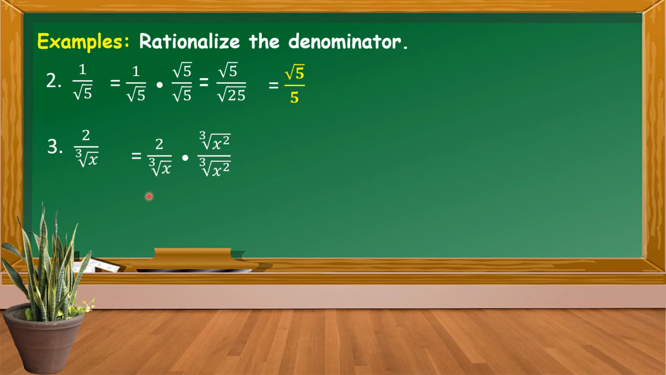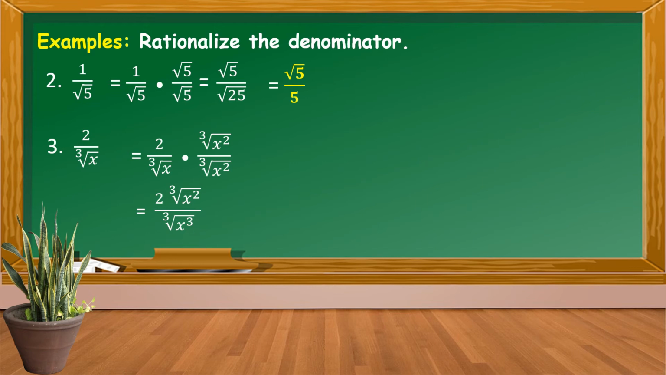Diba? We will make sure that mawala yung radical sa denominator. So, since our denominator is cube root of x, cube root yung index natin, ano yung ilagay na exponent na pwede siya, na sa product, makancel yung index and exponent? So, of course, 2. Because 2 plus 1 is 3. Diba? 3. So, we copy the numerator, 2 cube root of x squared. Then, cube root of x cubed.